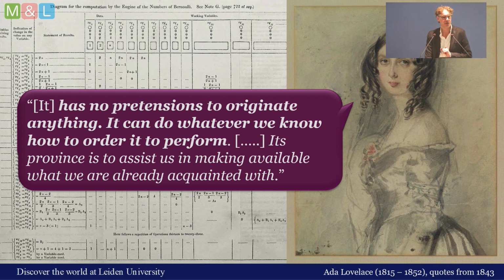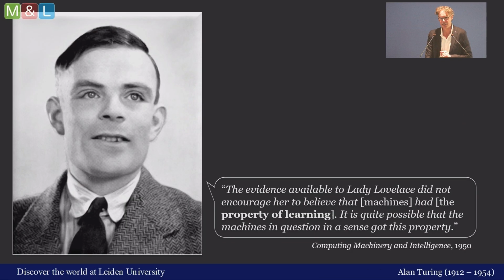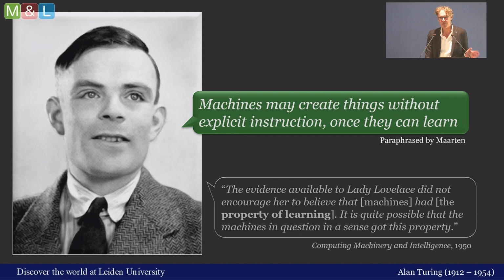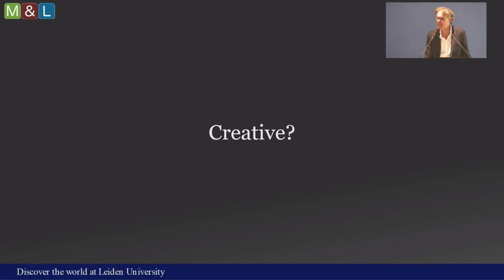That's not true. We don't need to know how to recognize a bird for a machine to do it nowadays. And the reason is, again, learning. As Alan Turing said, once machines start to learn, they will be creative, right? But this still doesn't answer our question: is it creative?